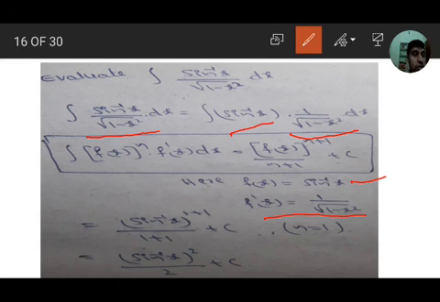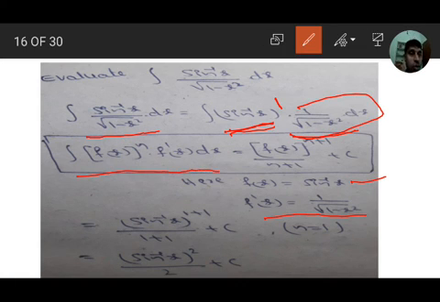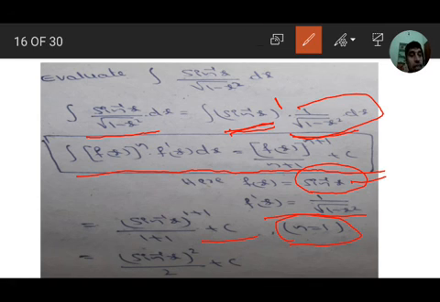It is integration of sin inverse x. So it is of the form f of x whole to the power of n, n means here 1, into f dash x dx. So formula: integration of f of x whole to the power of n into f dash x dx equal to f of x whole to the power of n plus 1 by n plus 1 plus c. So substitution f of x equal to sin inverse x, n equal to 1. So sin inverse x whole to the power of 1 plus 1 by 1 plus 1 plus c, that is sin inverse x whole square by 2 plus c is the answer.